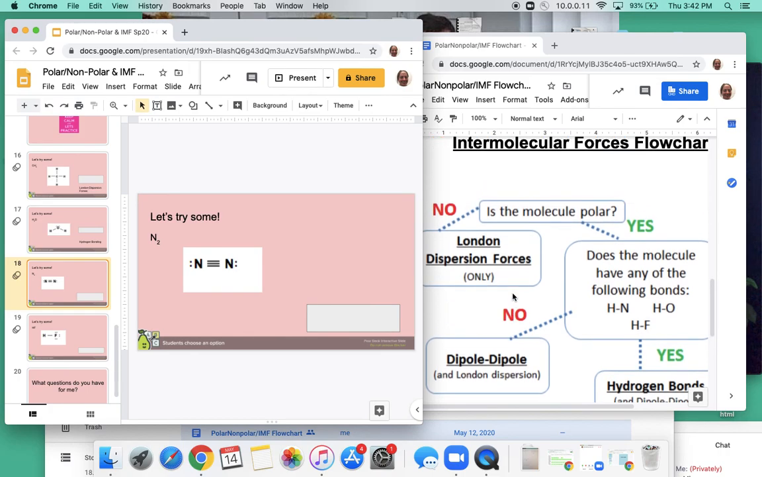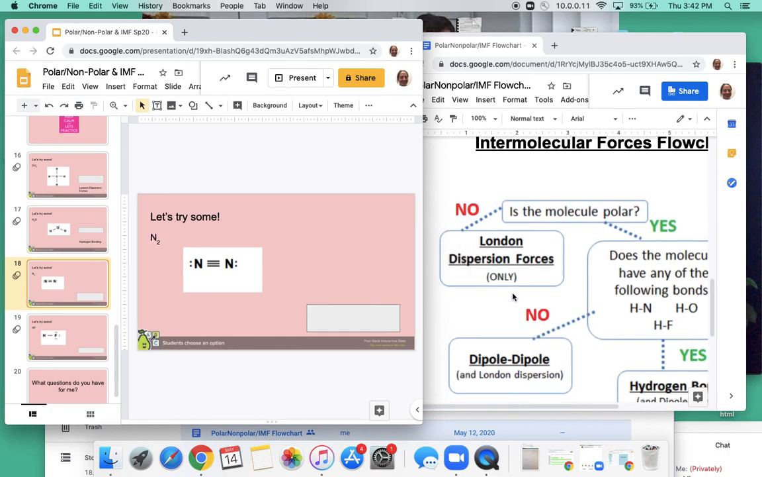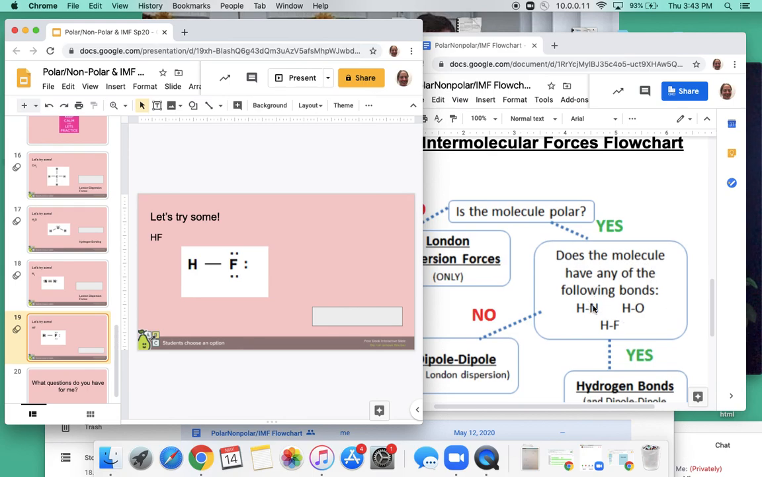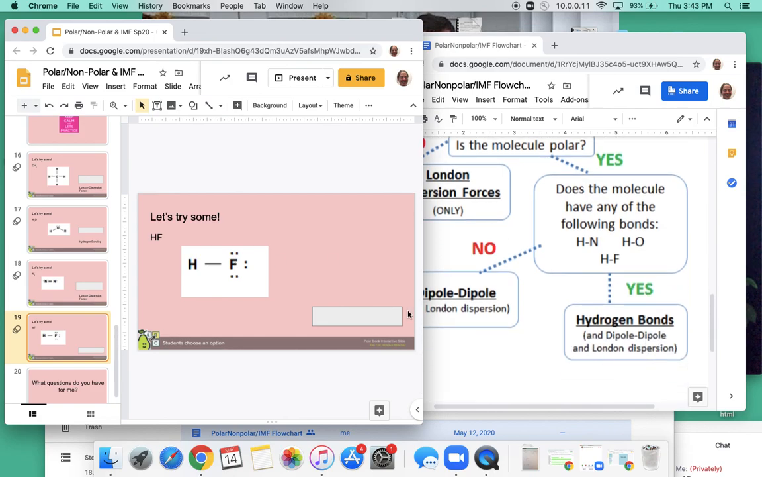All right, our next one was N2. We knew that N2 was nonpolar. Since it's nonpolar, the only option is London dispersion. Okay, there we go. And we're going to do one more together. Our last one is HF. We knew that HF was polar, so we travel to the right. Does the molecule have any of the bonds, HN, HO, or HF? H is bonded to F, so we travel down, and we know it has to be a hydrogen bond.